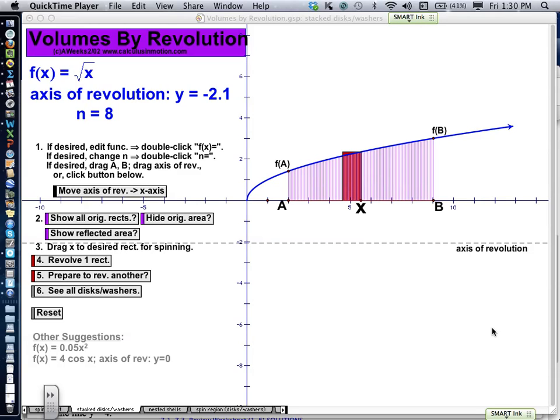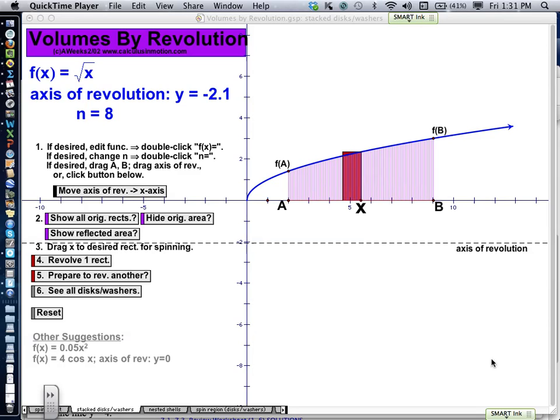If it's horizontal, the outermost, the larger values would be to the right, and the smaller values would be to the left. So you're still integrating from A to B. You're integrating from the smallest number to the largest number, in this direction or in this direction.